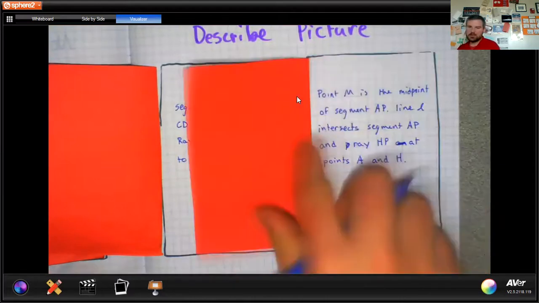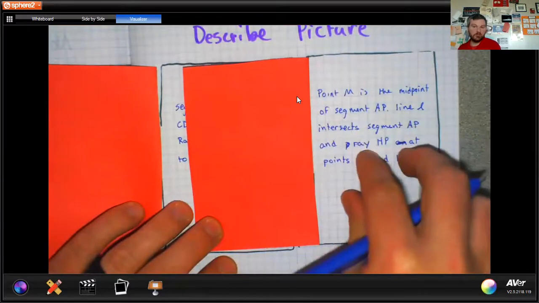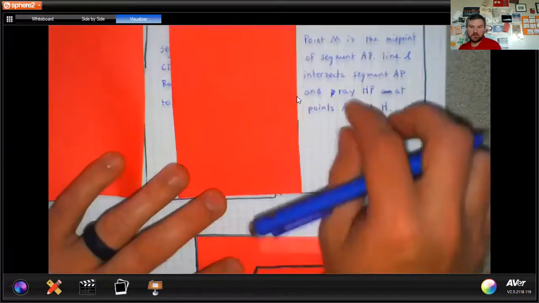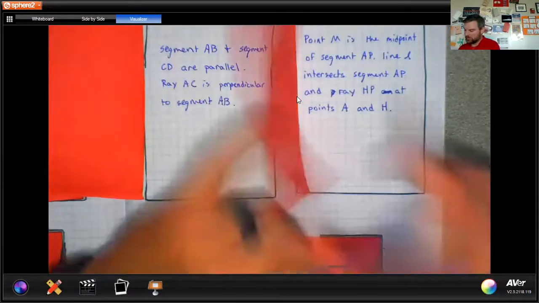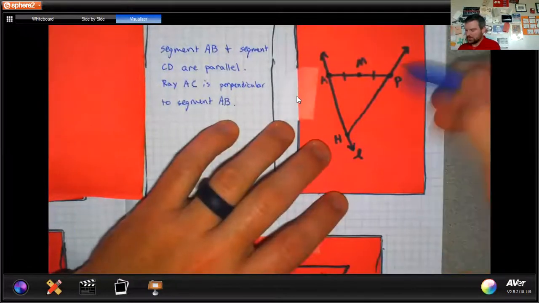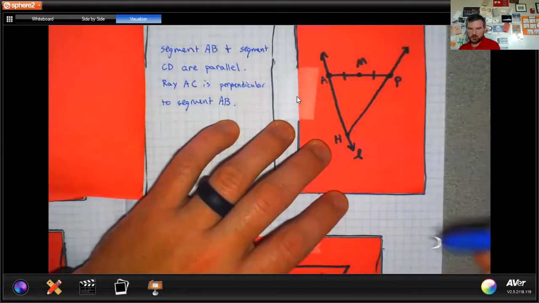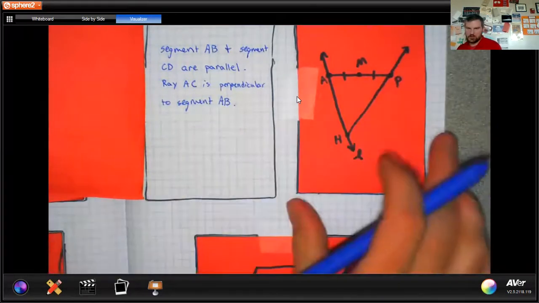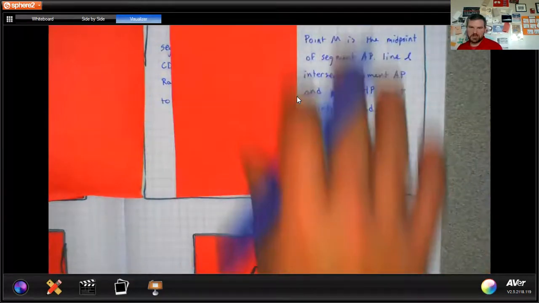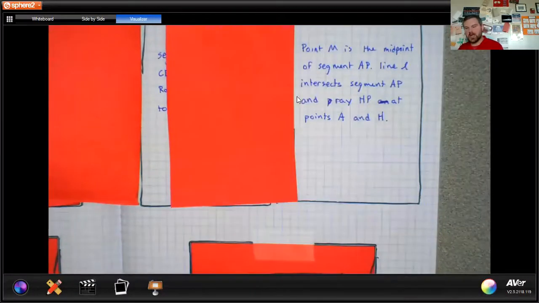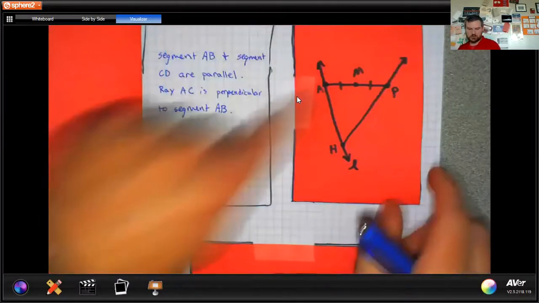Again, this is not the only way you could describe this picture. Okay, there are several. I could have started with ray HP intersects line L at H. Okay, and I could have gone that route. So your wording doesn't have to match exactly what I have, but again, I should be able to draw this picture from whatever you have.